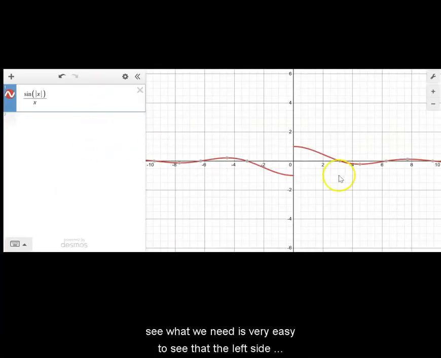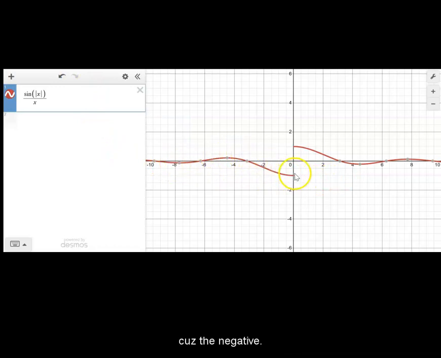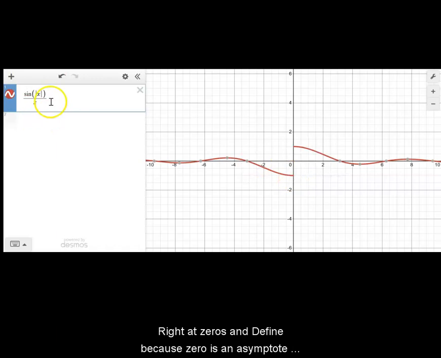Here, looking at the Desmos graph, it's very easy to see that the left side goes to -1, the positive side goes to 1. And at 0 it's undefined, because 0 is an asymptote. So I couldn't just plug in 0 here and say, what do I equal? Because I actually have a vertical asymptote at 0. It does not exist, right?